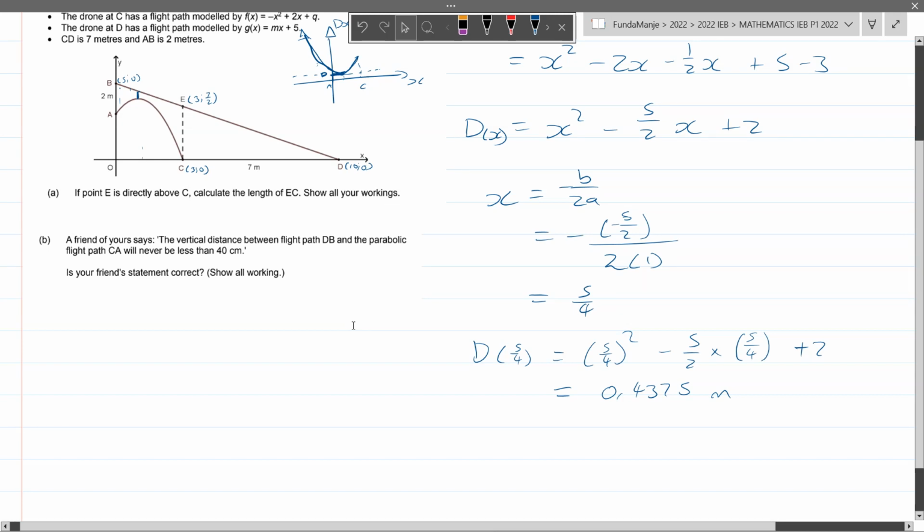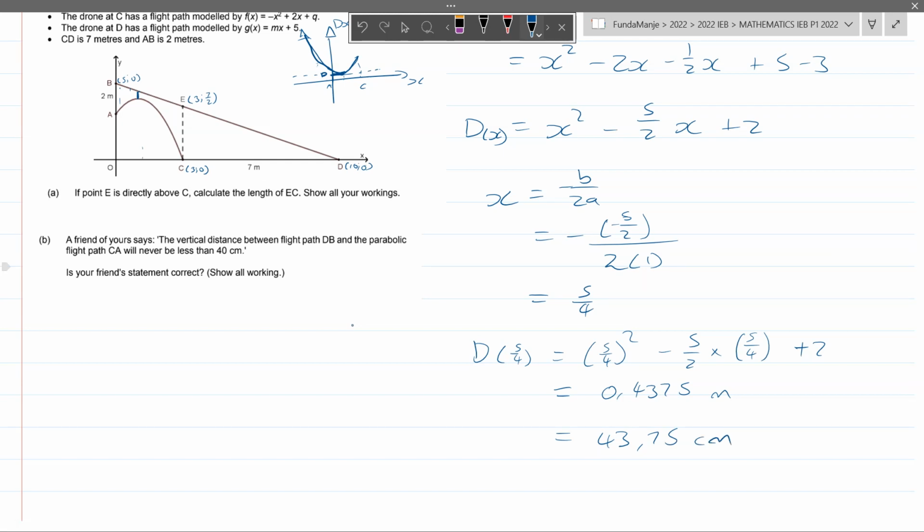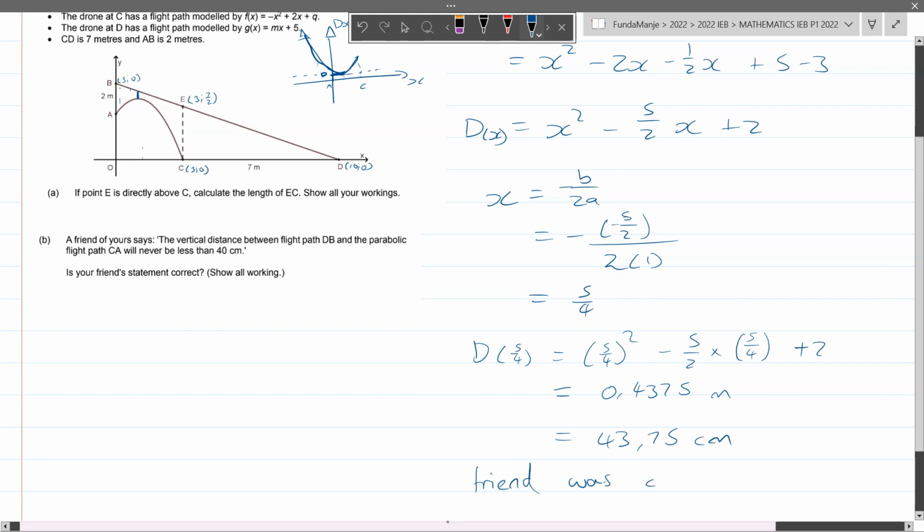So we have 0.4375. Put this into centimeters: this is 43.75 centimeters. So was he correct, or was she correct? The vertical distance between flight path DB and the parabolic path CA will never be less than 40 centimeters. Turns out they were correct, and the minimum distance is 43.75. Let's just write that down. Reason being 43.75 is greater than 40 centimeters.